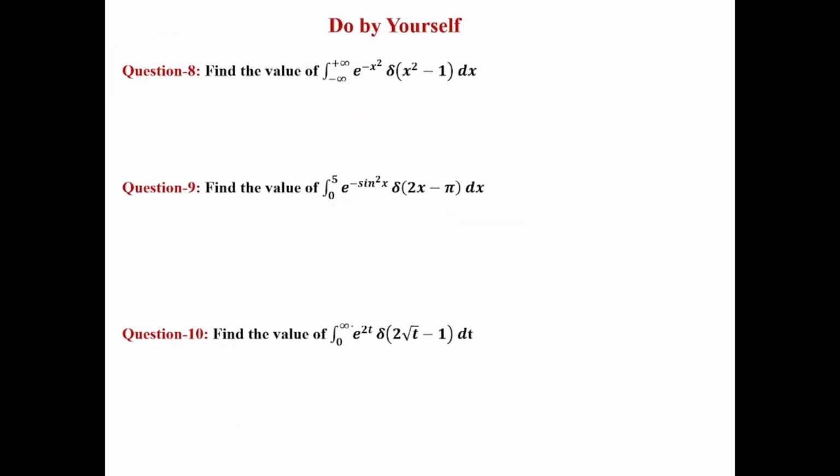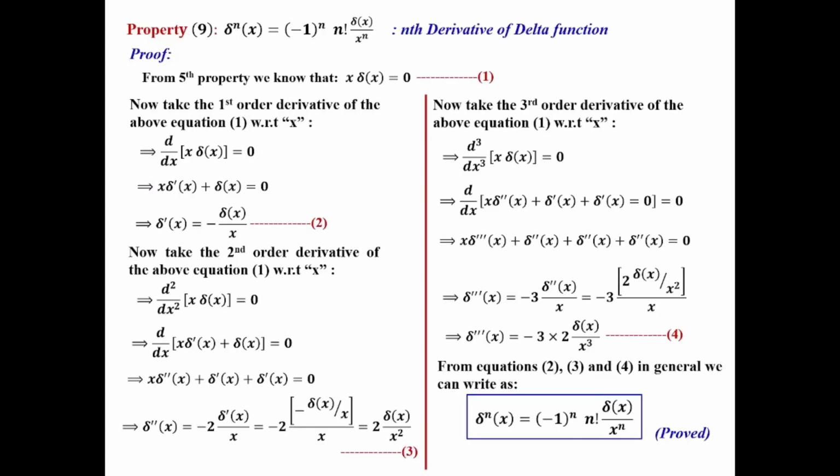Finally, I have given three questions, similar type of questions to whatever we have discussed. You just do by yourself. Okay. So here I am going to stop this discussion. In our next class, we are going to discuss the ninth property of the Dirac delta function and corresponding numericals.